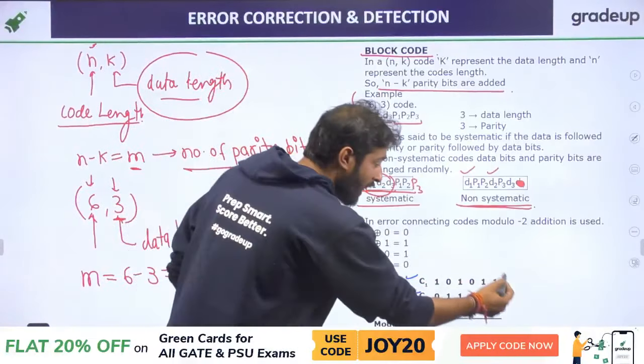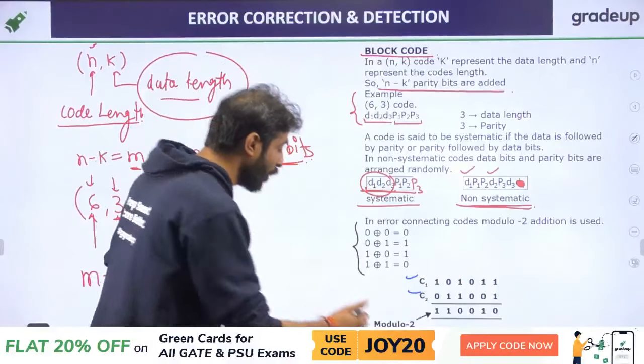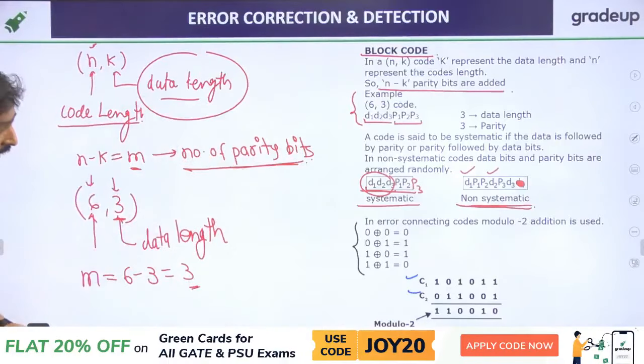So I am not performing the XORing. Actually, I am doing the modulo 2 addition on it right now.